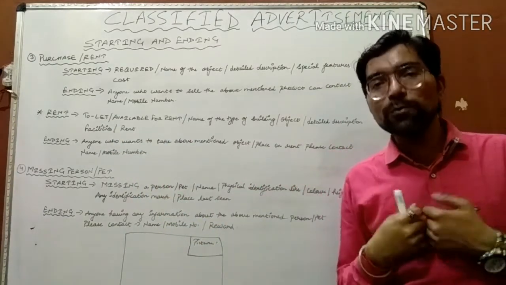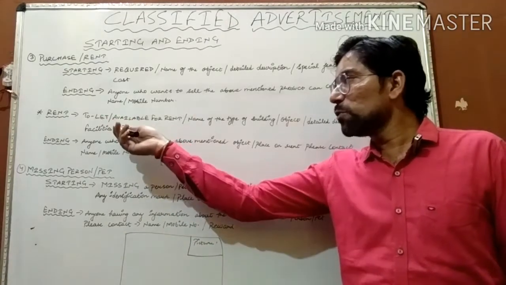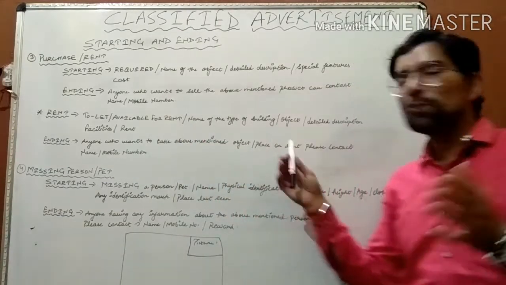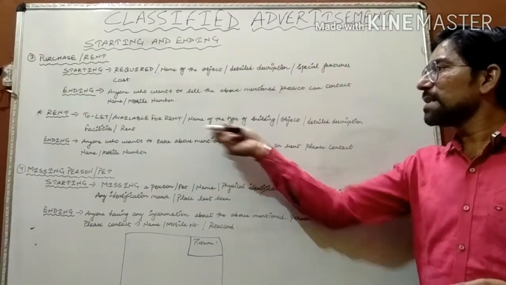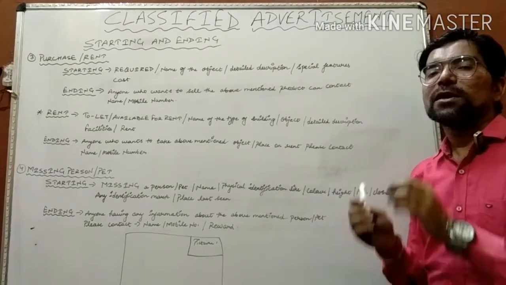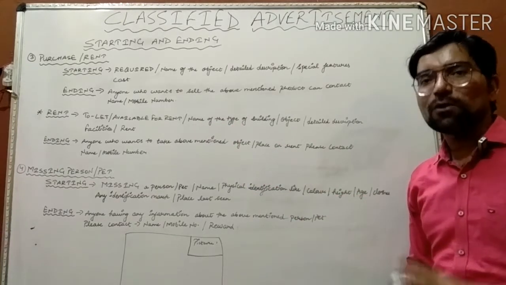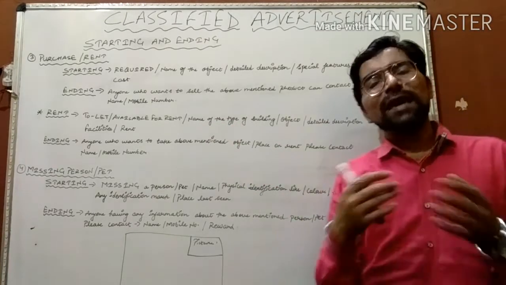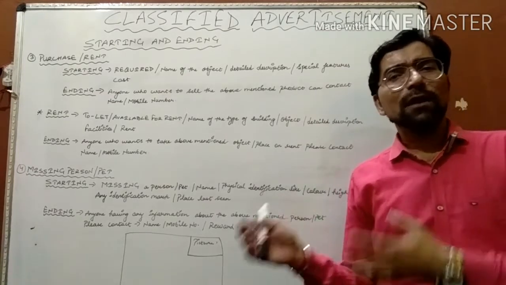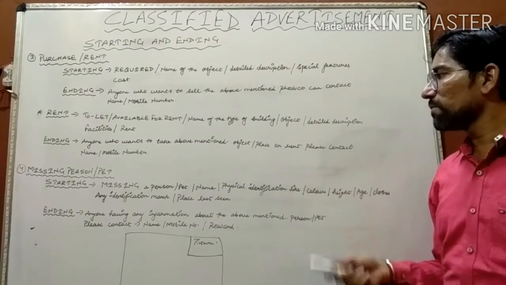When you are having your own property and you want to put it on rent, then you have to write to let, or available for rent. Available on rent or available for rent. Next is the name of the type of the building. Whatever object you are putting on rent, you have to give the name of that object or the building. For example, garage, shop, saloon, flat, house.